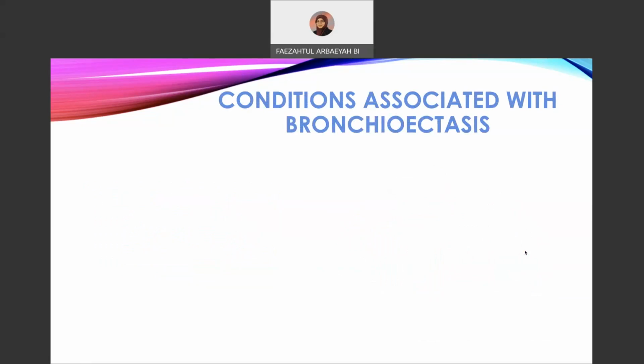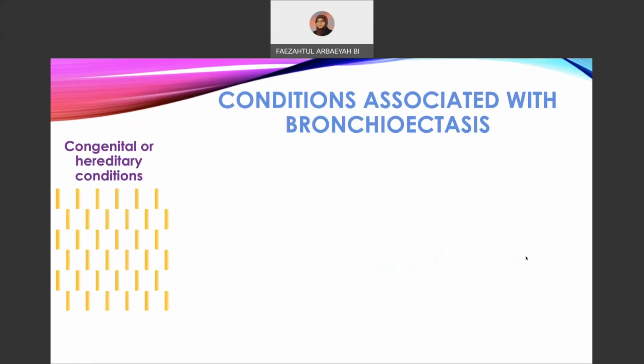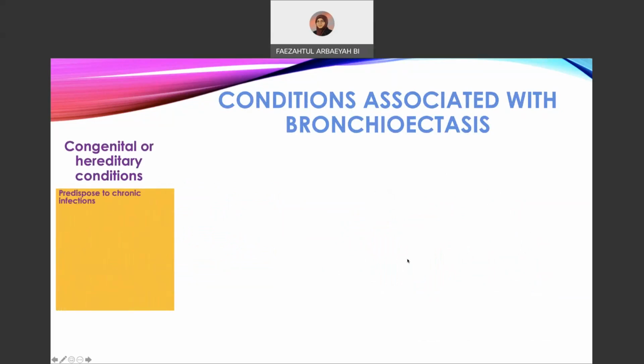So there are a few conditions that are associated with bronchiectasis. Congenital or hereditary conditions will predispose patients to chronic infection. Chronic meaning they are susceptible to more virulent organisms, and also to have recurrent infection. Examples of these conditions are cystic fibrosis, intralobar sequestration of the lung, immunodeficiency states, primary ciliary dyskinesia, and Kartagener syndrome. So read up on what is Kartagener syndrome.